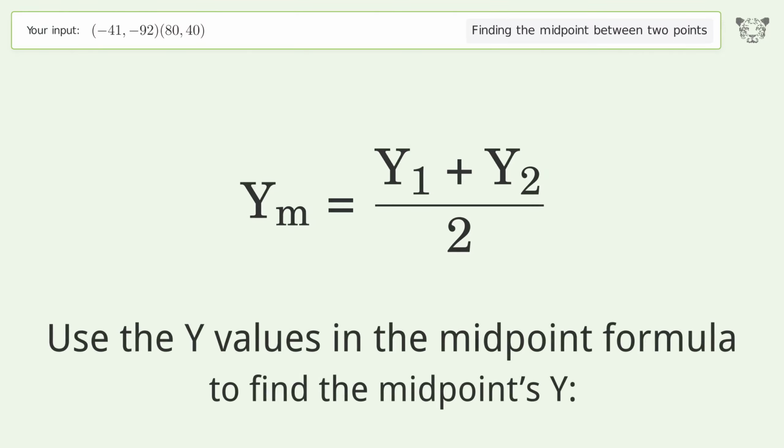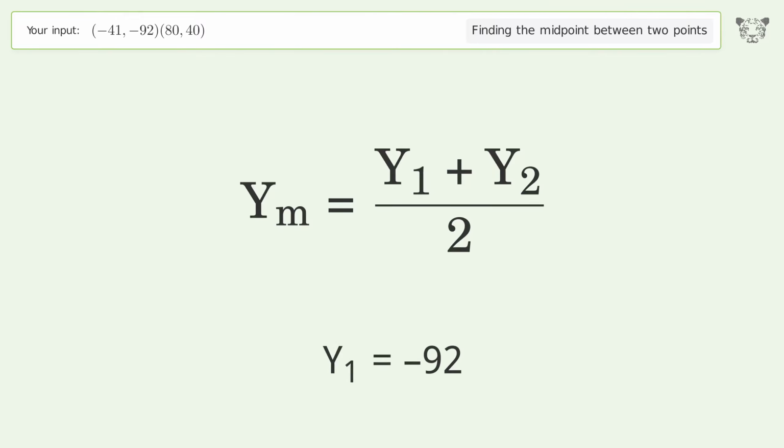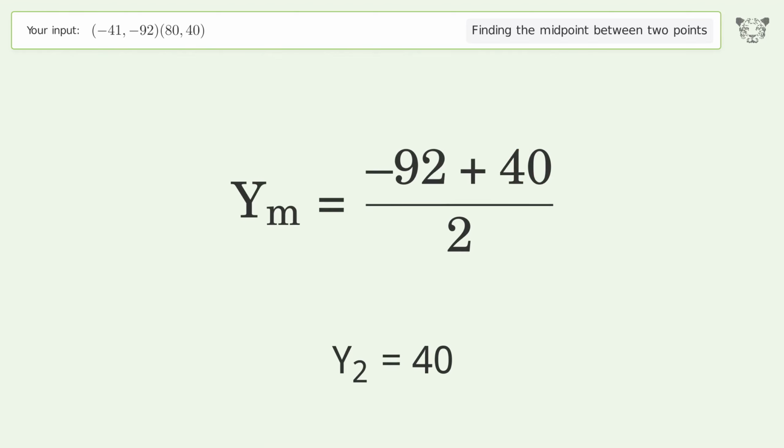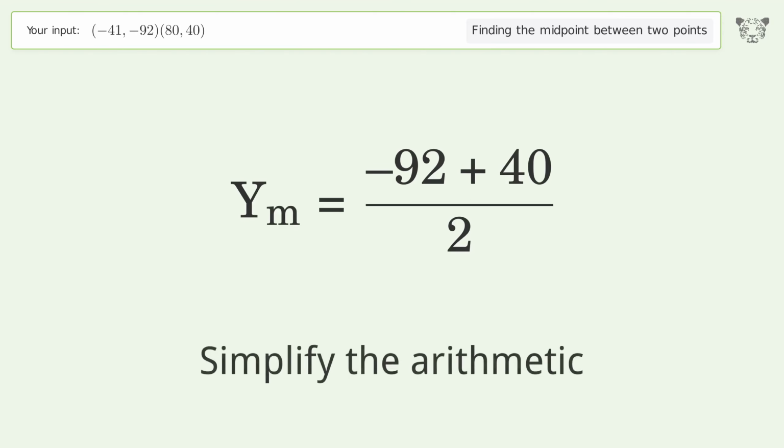Use the y values in the midpoint formula to find the midpoint's y. y1 equals -92. y2 equals 40. Simplify the arithmetic.